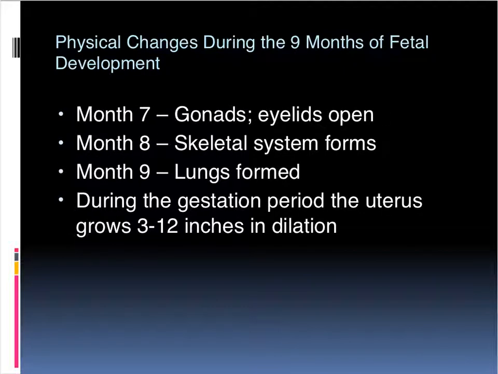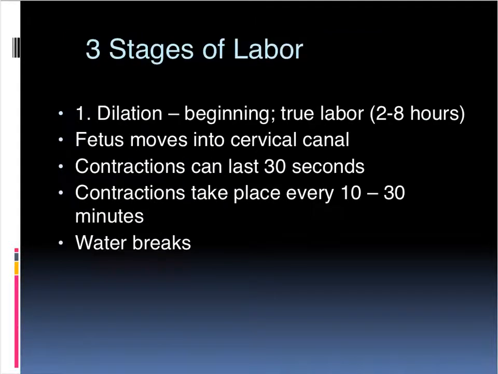During month 7, we have the gonad development and the eyelids open. During month 8, we have the skeletal system forming. And during month 9, we have the final maturation of the lungs. The lungs are formed. And during the gestation period, the uterus grows from 3 to 12 inches in dilation.